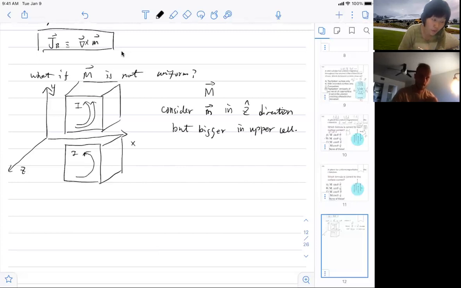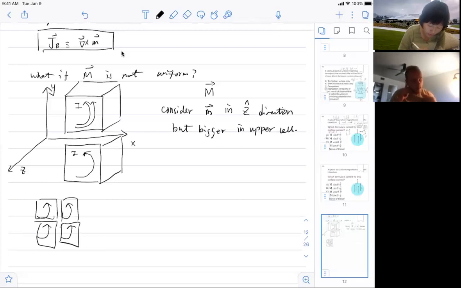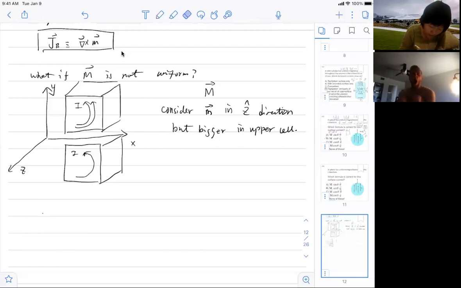Okay. So you can see now the internal J is no longer canceling out. Previously, we showed you have a current here, current here, current here, current here. These little cubicles right next to each other. Within the material, it all cancels out, right? For example, this one going to the right.